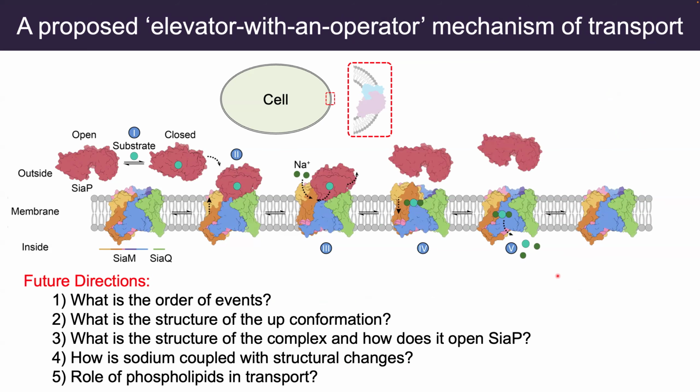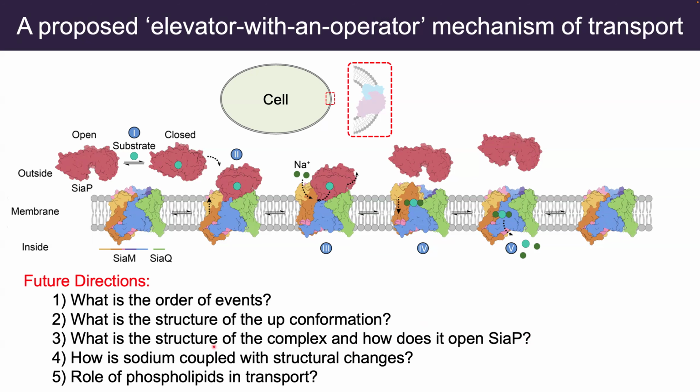And so that's where we're at, I guess, but there's still a lot of open questions. What is the order of events? We don't really know when sodium binds. We don't know when the substrate binding protein opens. We don't know when the up conformation occurs. We don't know what the up conformation looks like. So when the elevator's in the up conformation, what does that look like? We don't know what the complex looks like. And how does it open SiaP, although we have a hypothesis to test.